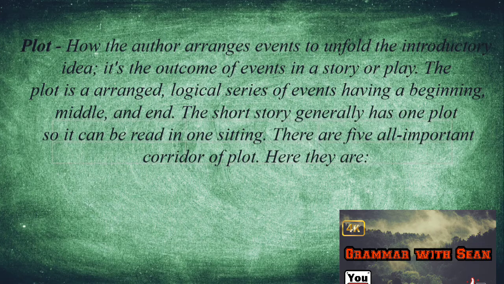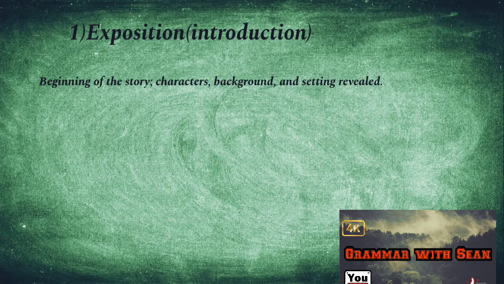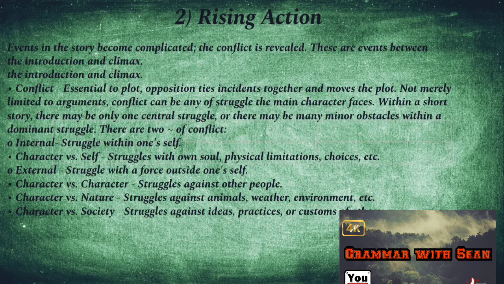For the first one, we have the exposition or the introduction. It's the beginning of the story where characters, background, and the setting are revealed. For number 2, we have the rising action. It's where the events in the story become complicated and the conflict is revealed. These are the events between the introduction and the climax itself. Here are some important pointers that are under rising action.